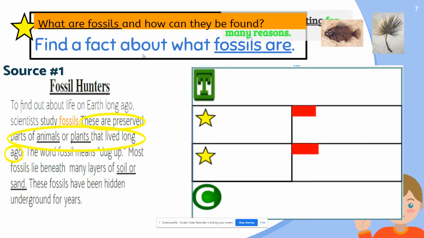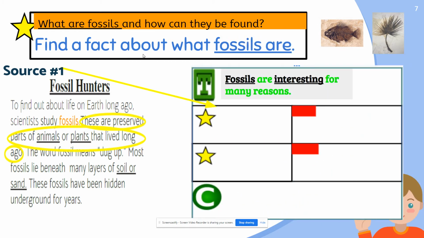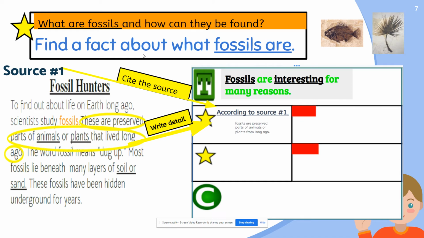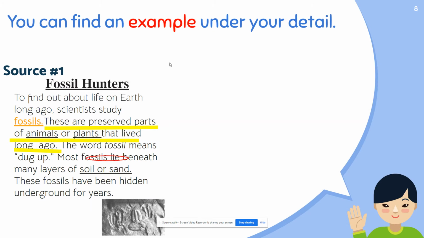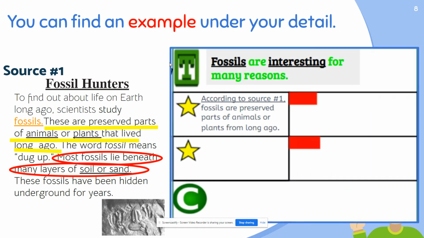So remember, you already have a topic sentence. You need to cite your source and write according to source number 1. And your detail would be fossils are preserved parts of animals or plants from long ago. You can find the example underneath that detail. Make sure that you write it down and you say, for example. Then tell me a little bit more about fossils. They lie beneath. For example, most fossils lie beneath many layers of soil or sand.